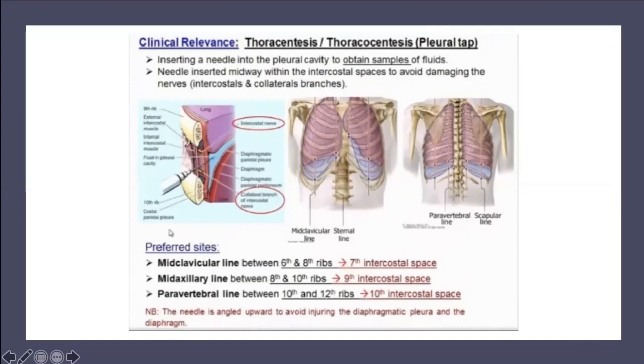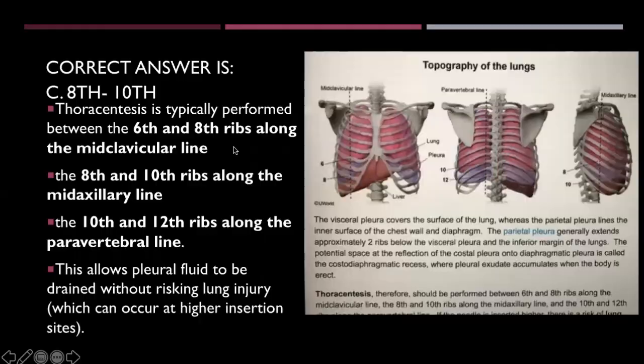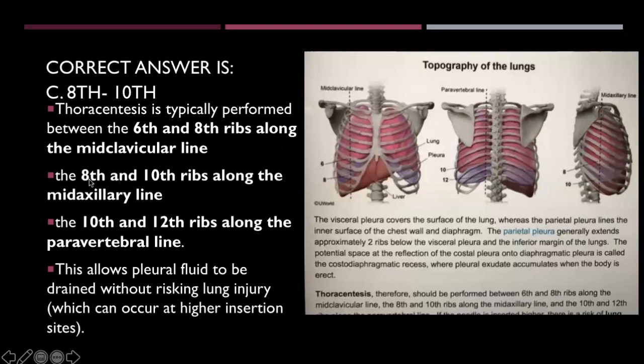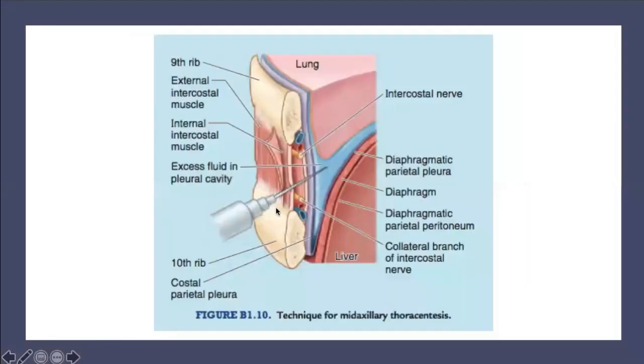So for this question, because it's the mid-axillary line, your answer would be the 8th and 10th ribs. That's your site. And just remember to go above the rib, not below the rib, because you don't want to injure the blood vessels or the nerves there. So you go above the rib.